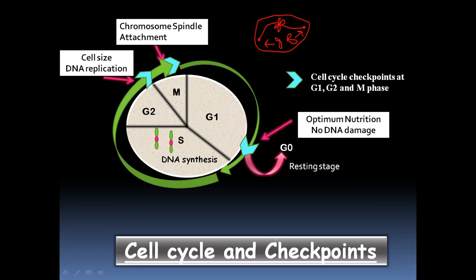Now, we say that there are certain growth factors, there are certain stimuli that are regulating this cell cycle to ensure that from a cell, the two daughter cells that are formed have the genome that is haploid, that is without any error.